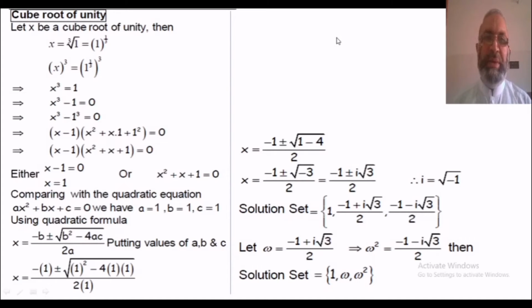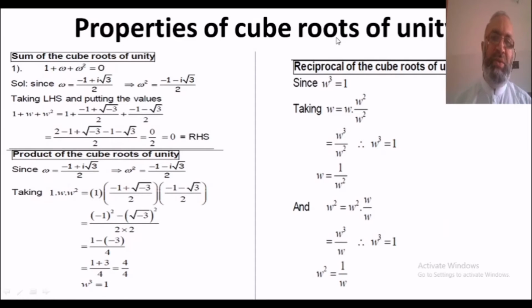Now their properties. These three roots satisfy some properties, so we will prove the properties one by one. The first property is that the sum of the cube roots of unity is 0. So we will prove this. The sum of the cube roots is 1 + omega + omega square, so according to the property, 1 + omega + omega square is equal to 0.